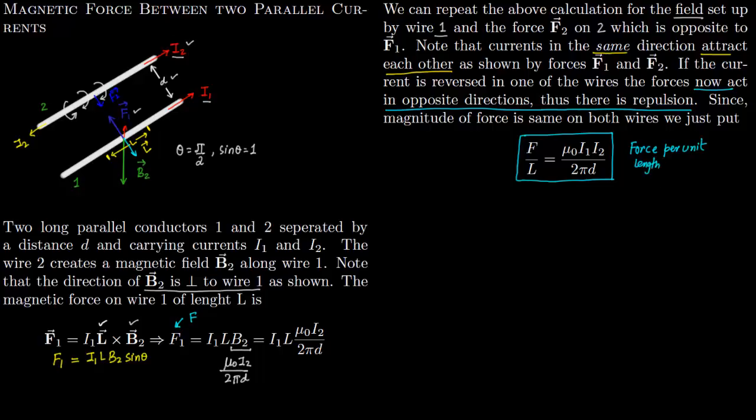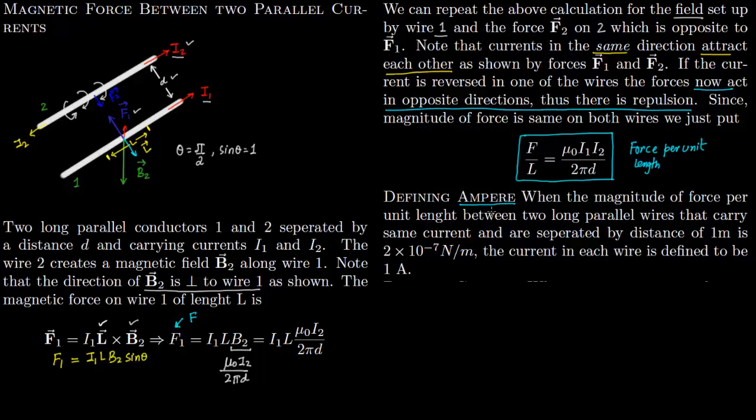Now this is important because we can use this force per unit length to define ampere. So now let us define ampere. When the magnitude of force per unit length between two long parallel wires that carry the same current and are separated by a distance of 1 meter is 2 into 10 to the power of -7 newtons per meter, the current in each wire is defined to be 1 ampere.